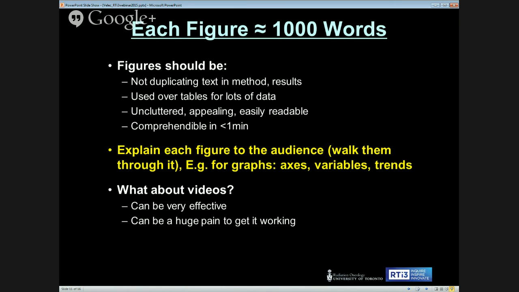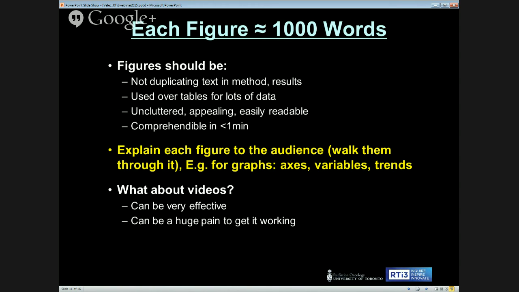At a minimum, for example, for graphs, explain what the axes are, explain what the main variables are, and also, if there's any obvious trend, explain that. That helps your conclusion. So remember, the audience knows less than you do on this topic. You're the expert, and you need to digest the knowledge to them in a way that makes sense to them. So a little bit of empathy, putting yourself in the shoes of your audience, will help. And also reinforcing the visual with the audio.